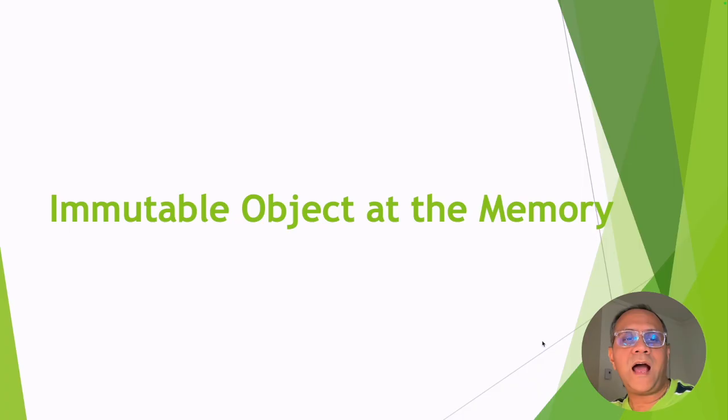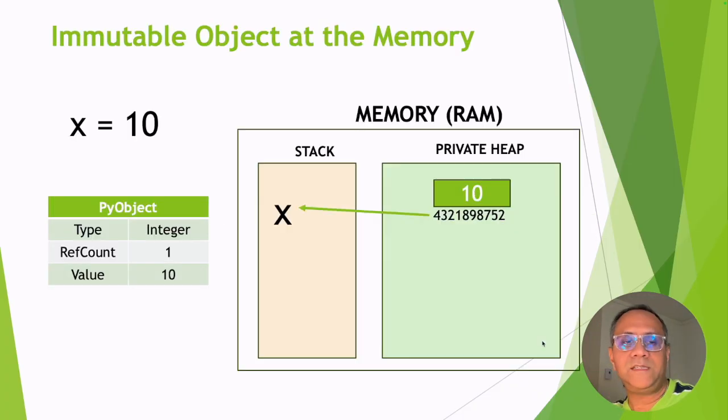Let's understand how an immutable object works in memory. Same thing, you already saw that x equal to 10, and 10 is created in the memory, and x is referring to the memory address of the object 10 in the heap. Now the reference count is 1, right?